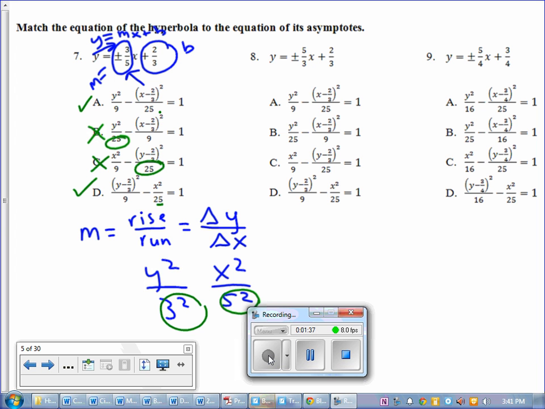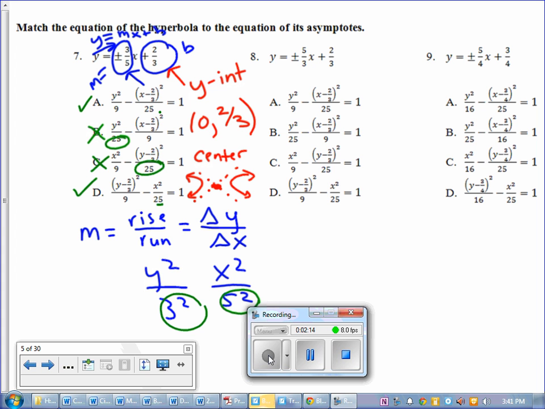So then to determine which of these two choices is going to be the final correct answer, we're going to use b. The y-intercept for this line is 2/3. That means these asymptotes go through the point (0, 2/3). And in fact, that's going to be the center of our hyperbola, because both asymptotes go through that point and both asymptotes go through the center of a hyperbola. So we need to look at which equation has a center of (0, 2/3).